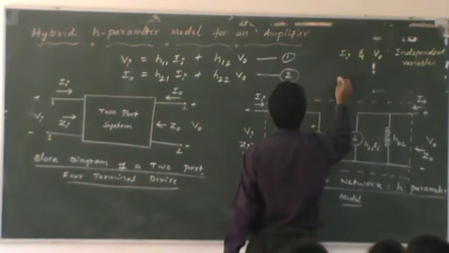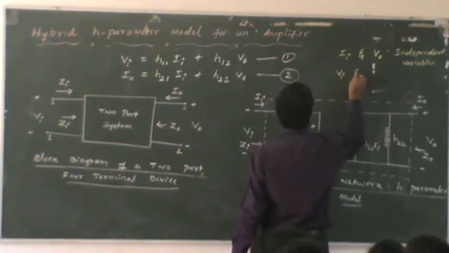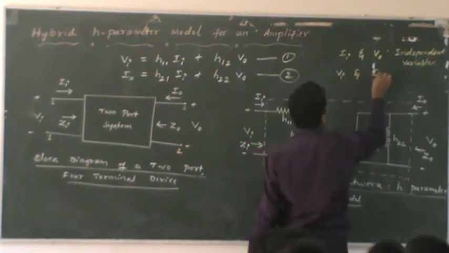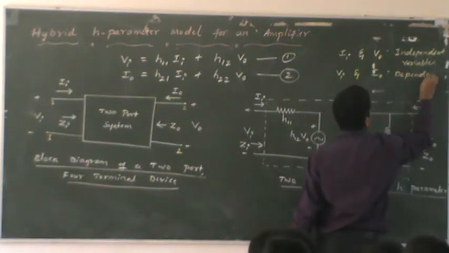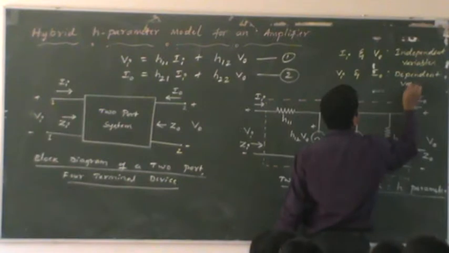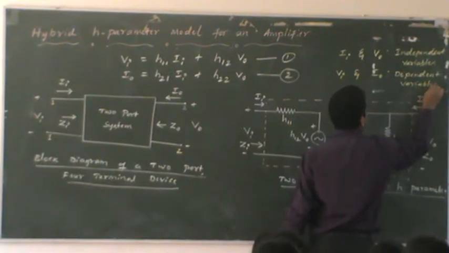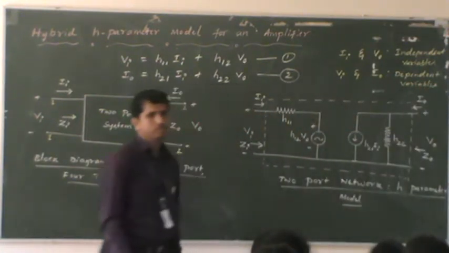So let us write it here. Vi and I0 become the dependent variables.